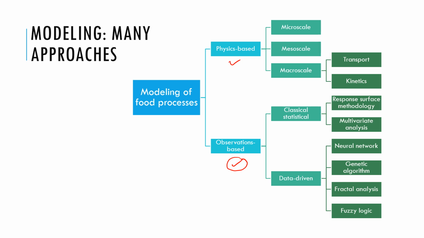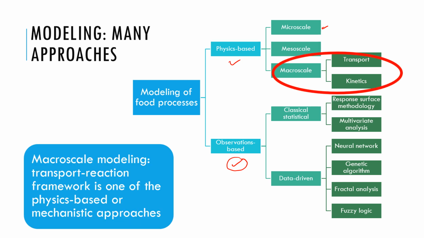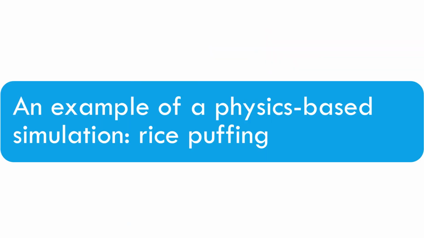For foods, macro scale models as opposed to micro scale or molecular scale. Here, microscale or molecular scale or mesoscale like Lattice-Boltzmann have been the most numerous and successful. So here, the macro scale modeling, the transport reaction framework is one of the most common physics-based or mechanistic approaches. Before we go into the details, it is nice to look at an example.